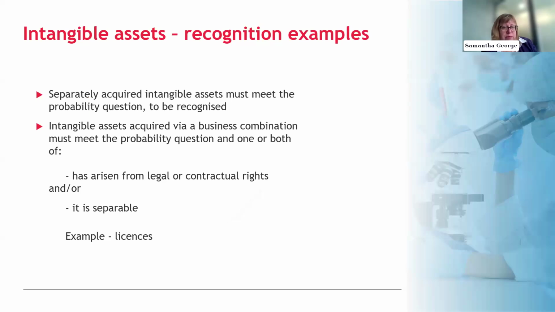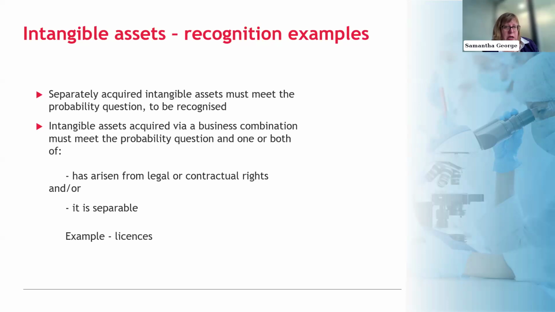So I touched on separately acquired intangible assets. They must meet the probability question. Sometimes you buy an intangible asset and you're very excited about it, but you look at it and go, actually, this doesn't work. I can't commercially develop that. So you're going to be writing off that item, and you're not actually going to be putting it through to your balance sheet.